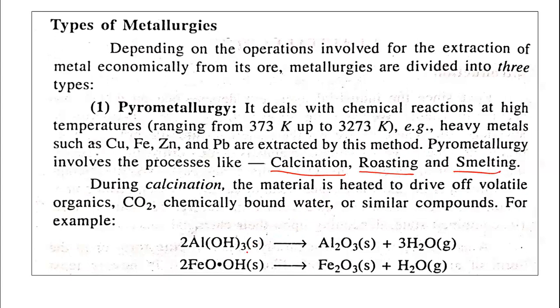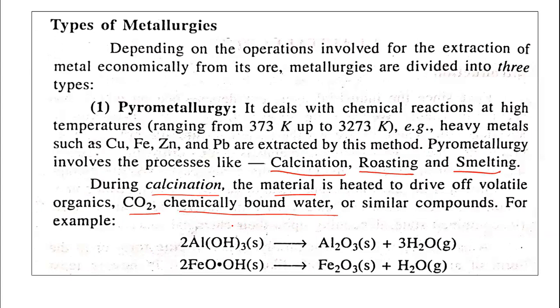So what is calcination? First, it is calcination. During calcination, the material, that is the ore, is heated. It drives off volatile organics. Whatever organic impurities are present, they can be removed. It removes carbon dioxide. It removes moisture and chemically bound water.